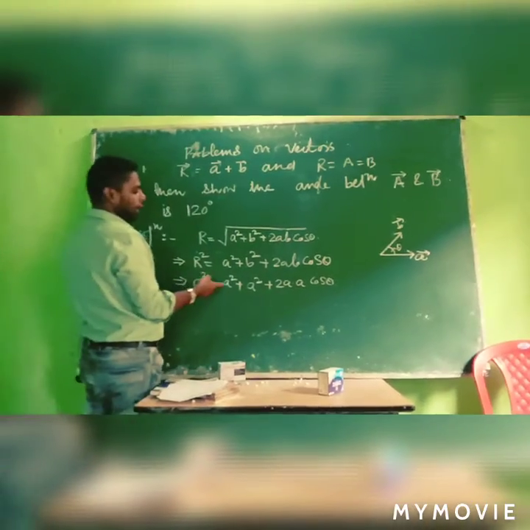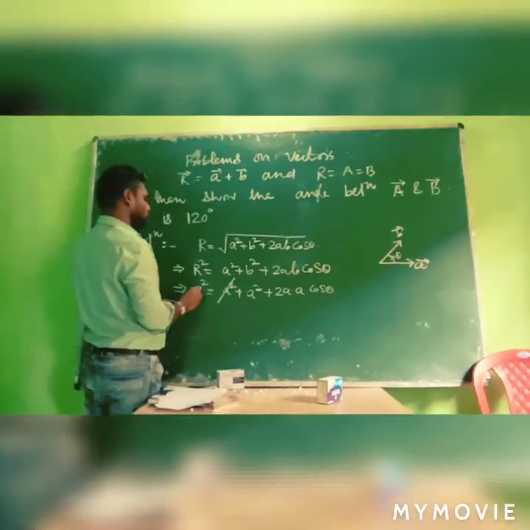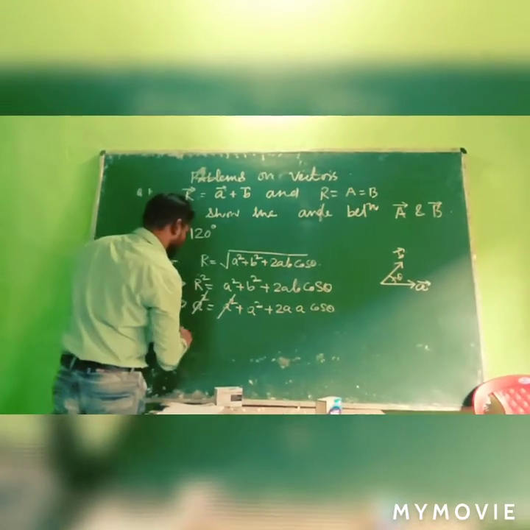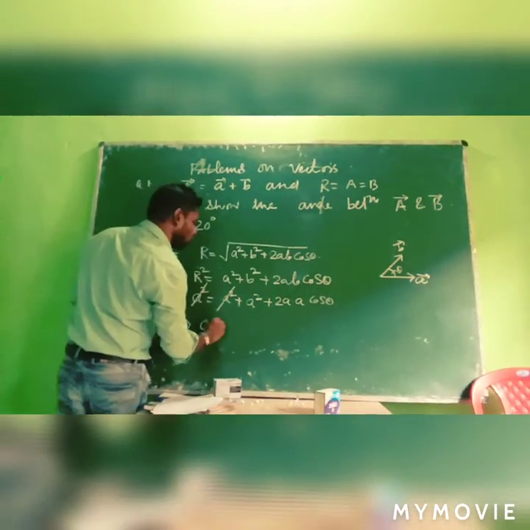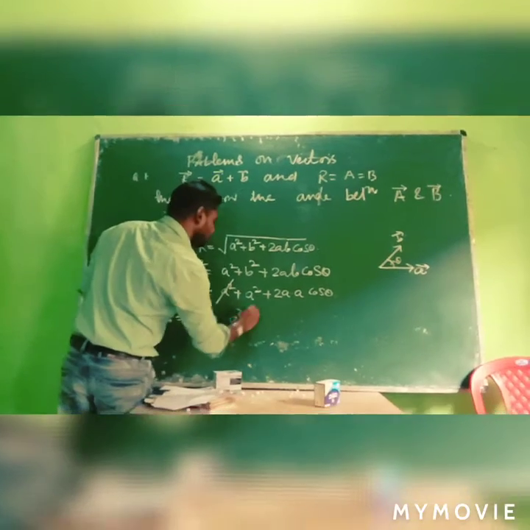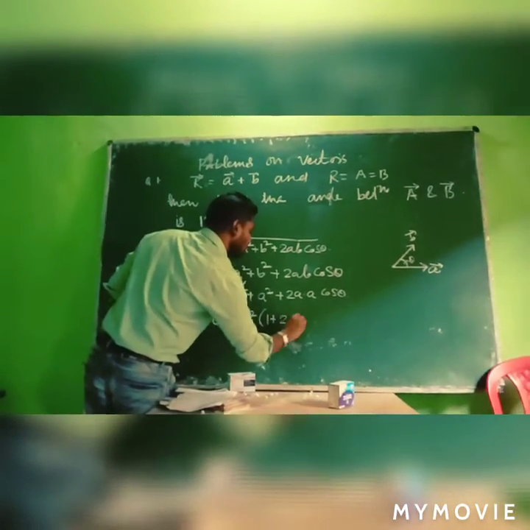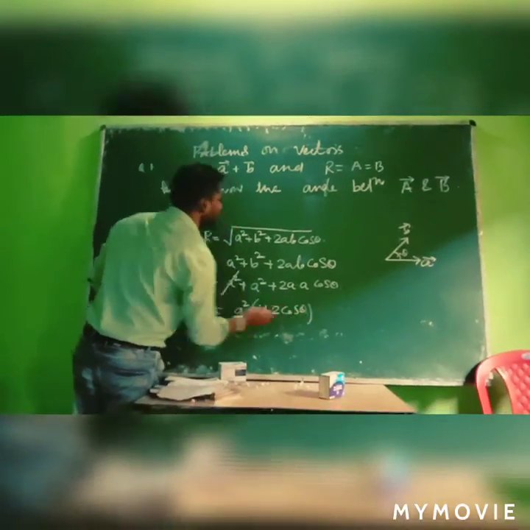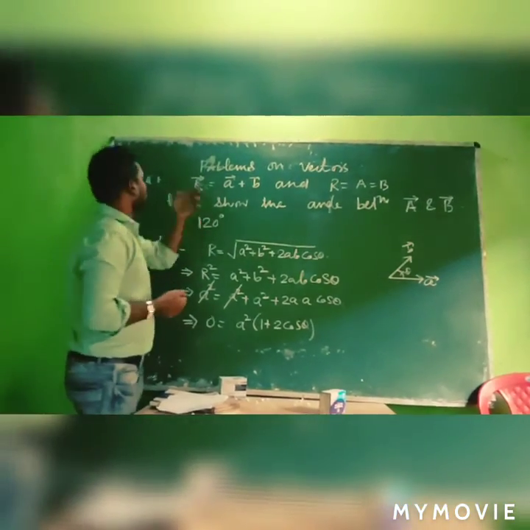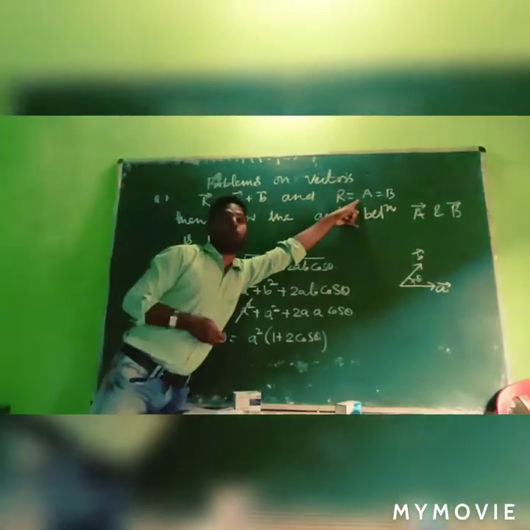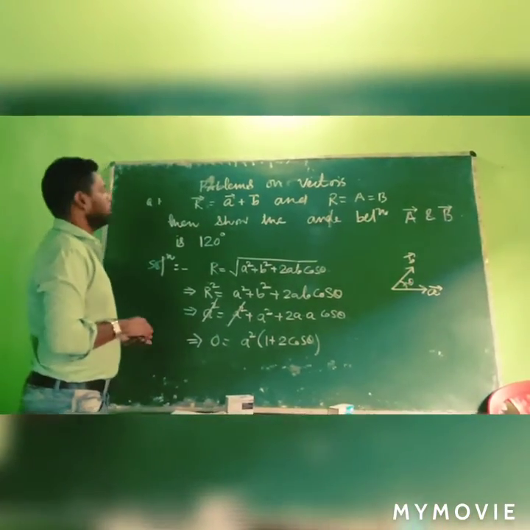Now see, on the right hand side you can cancel this a square, on the left hand side you can cancel a square, and the left hand side is 0, and if we take common a square, that will be 1 plus 2 cos theta. Since we are considering r to be non-zero vector, a must be non-zero.